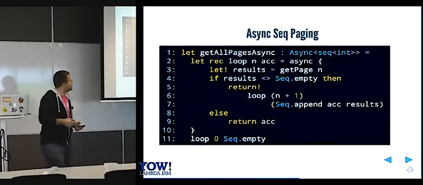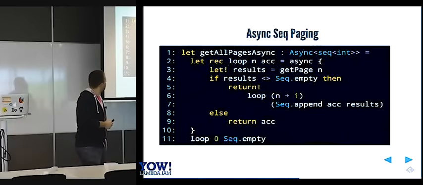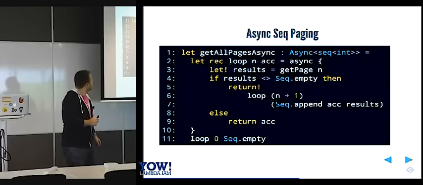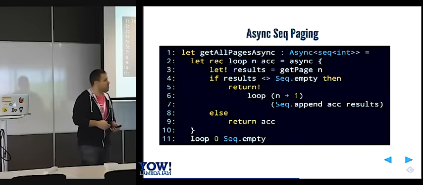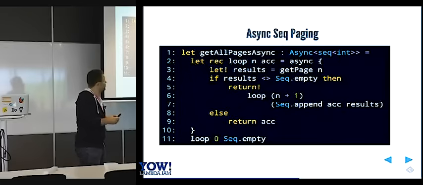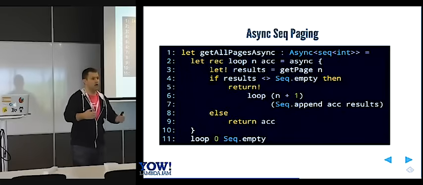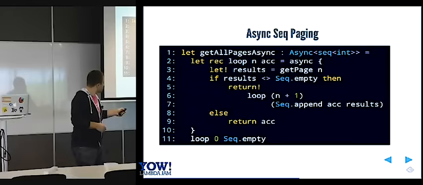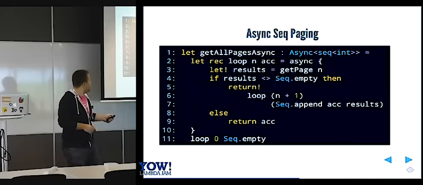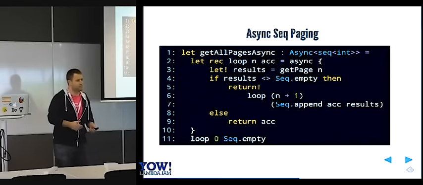We could reverse this and take it from the async outwards. So in this case, what I'm doing is I'm doing a loop inside of an async block. I grab my results on line 3 there, which is fine. And then I've got an accumulator. So basically I do the call to grab the next page, and I'm appending that to the sequence. And then once I get a page that's empty, I return the accumulated value.